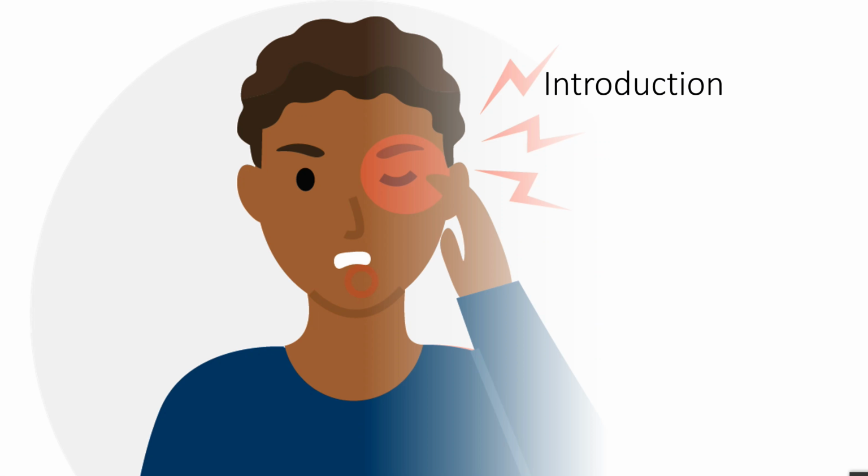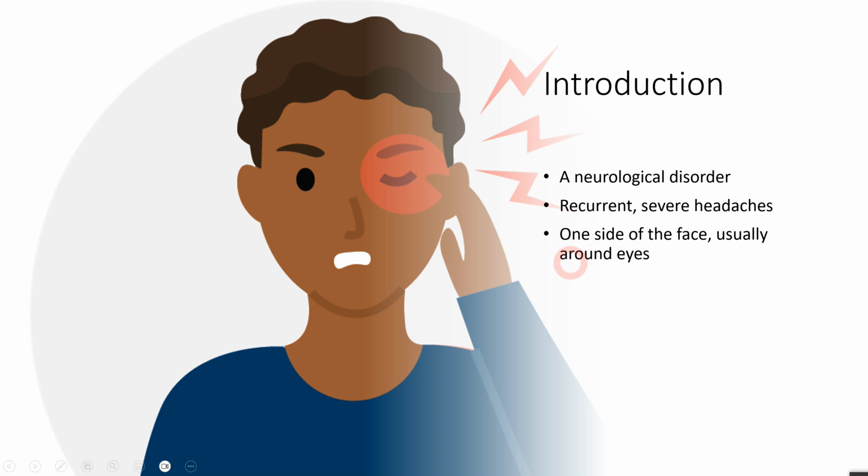Now, cluster headache basically is a neurological disorder in which the patient experiences severe episodes of recurrent headaches. An important feature about cluster headache is that it is usually located on one side of the face, around the eye specifically. That's why it is called a unilateral headache. It only affects one side of the face. It doesn't affect the other side of the face, which is an important feature about cluster headache.